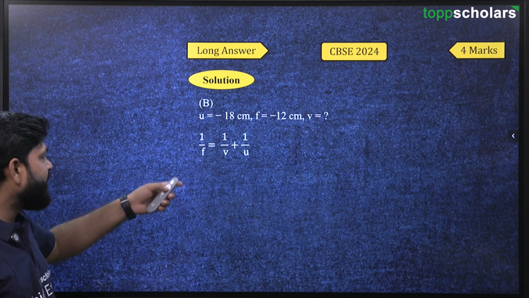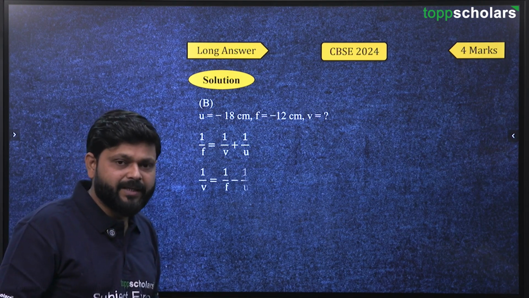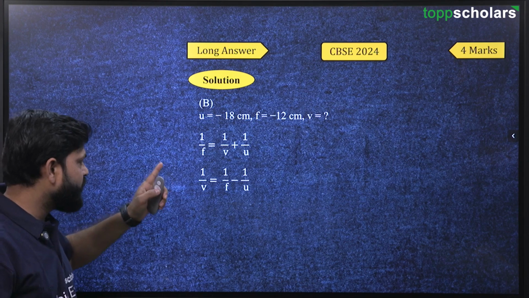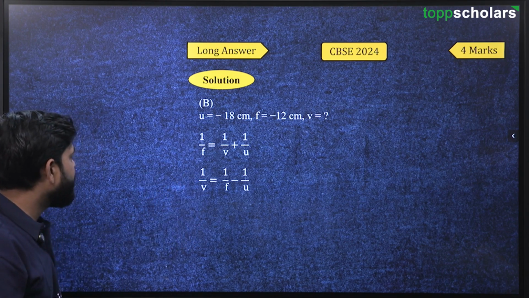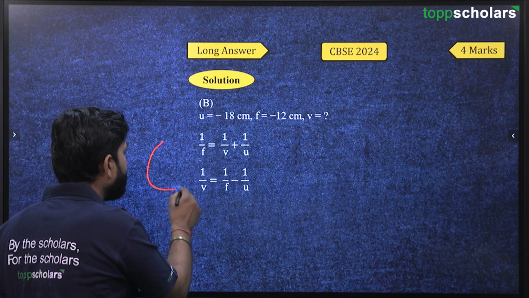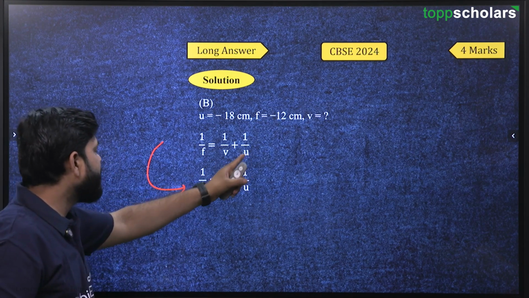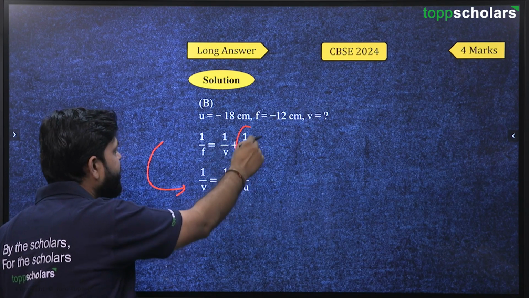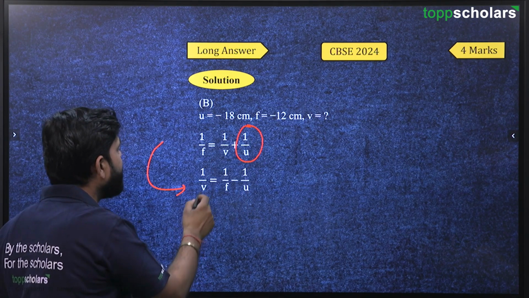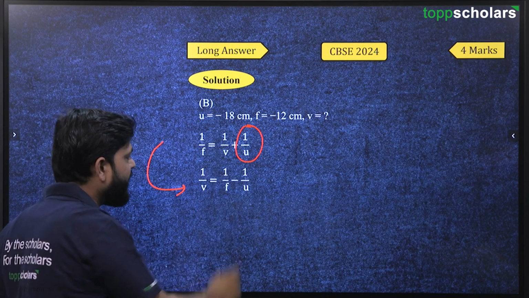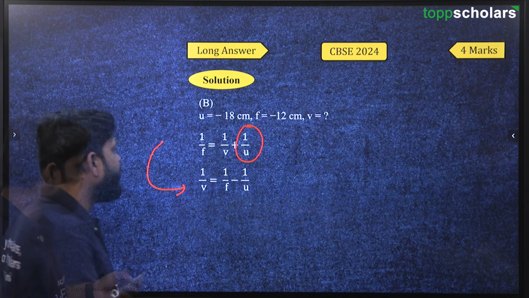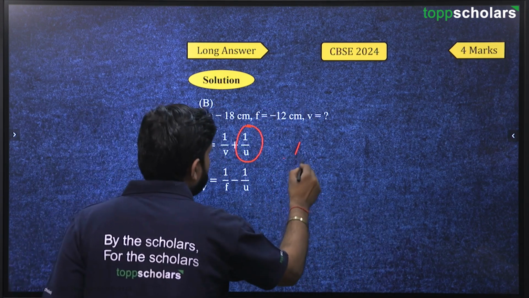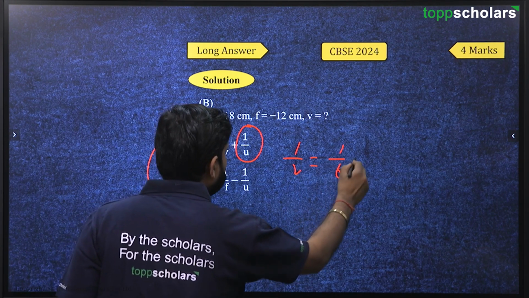Now, 1 upon F equals 1 upon V plus 1 upon U. We will apply this formula and we will get what? 1 upon F equals 1 upon V plus 1 upon U. See here. For 1 upon V, we have to do what? We have to take this 1 upon U. We need to find what? Image. So this we will take to left hand side. So it will be what? Negative. So we will get what? 1 upon V equals 1 upon F minus 1 upon U, right? Value has been given to you. U is what? 1 upon 18. So 1 upon V equals 1 upon F minus 1 upon U.